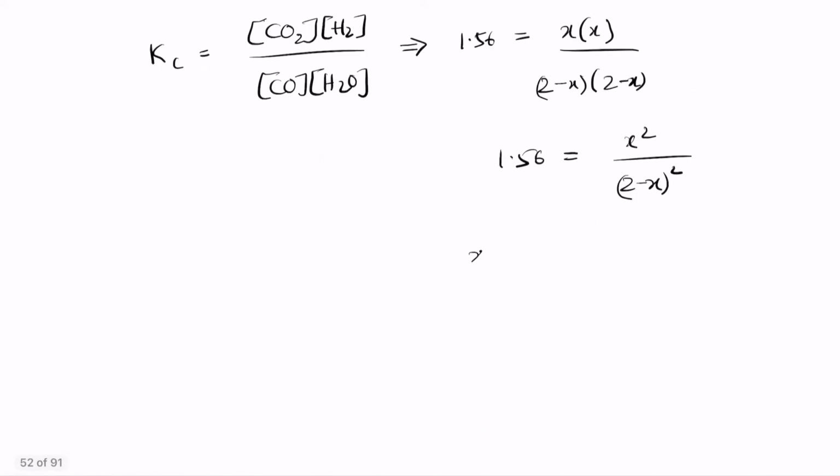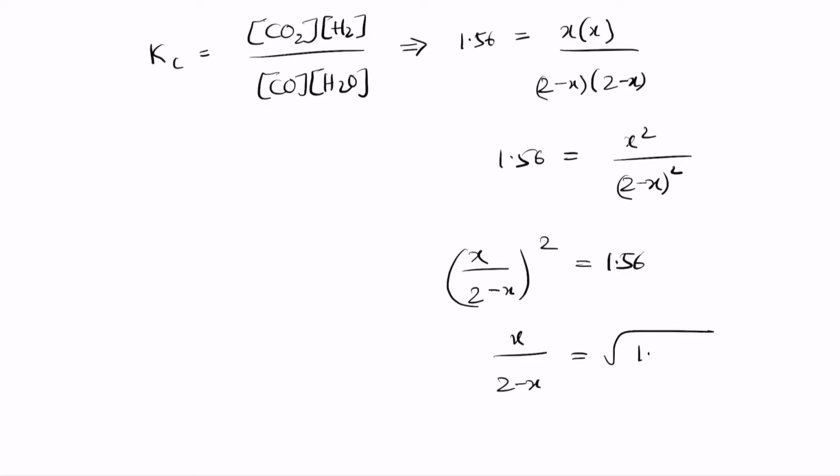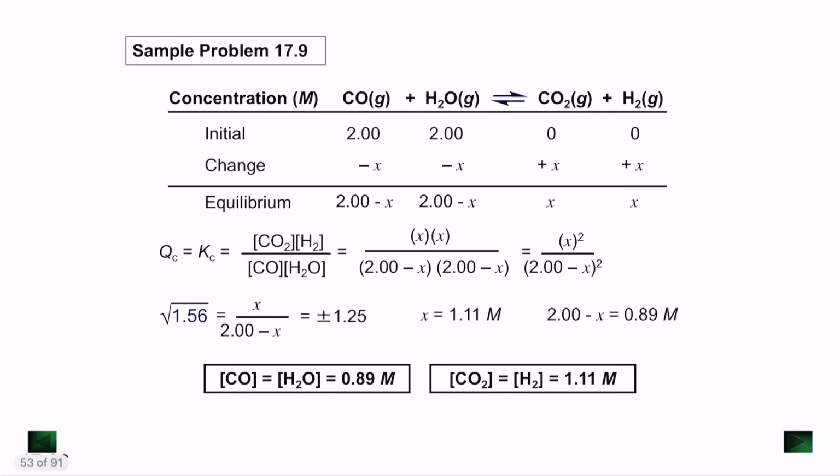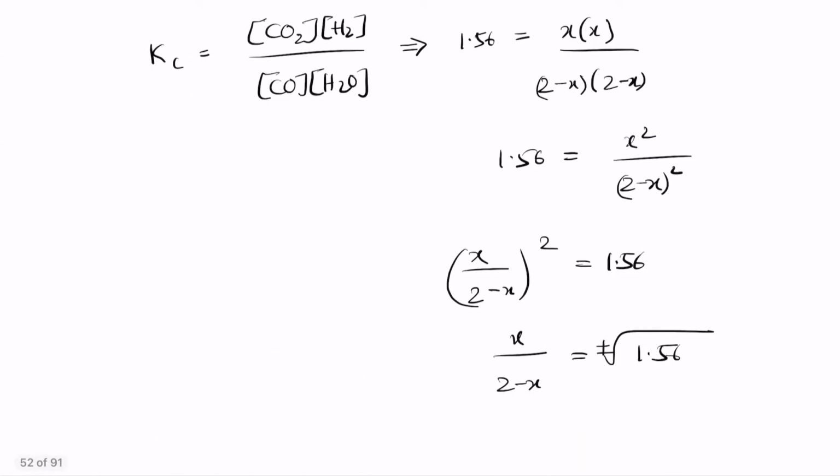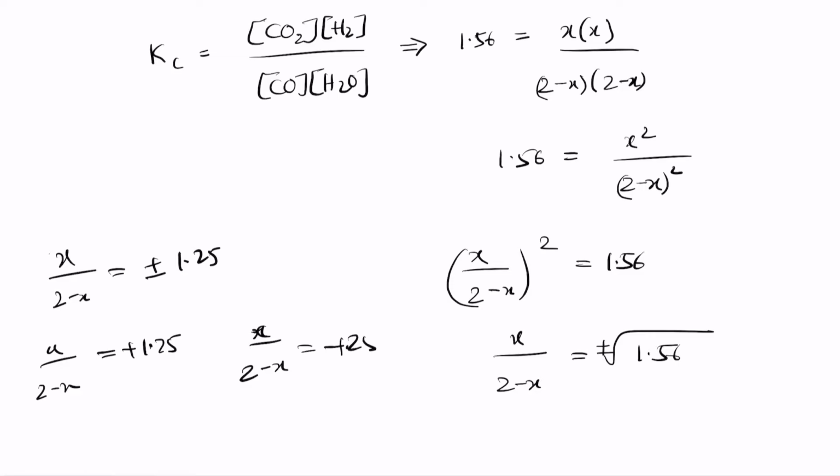Now this can be written as x by 2 minus x, whole squared, is equal to 1.56. So when you take the square root on both sides, you get x by 2 minus x becomes the root of 1.56. Remember that when the square goes to that side, it becomes plus or minus. So plus or minus root 1.56 can be written as plus or minus 1.25. So there can be two answers: x by 2 minus x becoming plus 1.25, or x by 2 minus x becoming minus 1.25. So x becomes 1.25 times 2 minus x, and here x becomes minus 1.25 times 2 minus x.